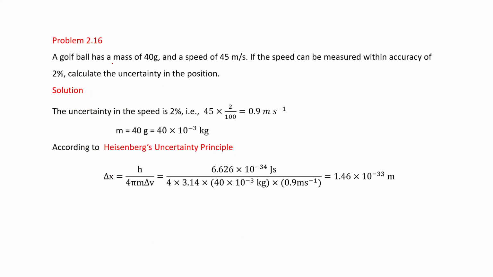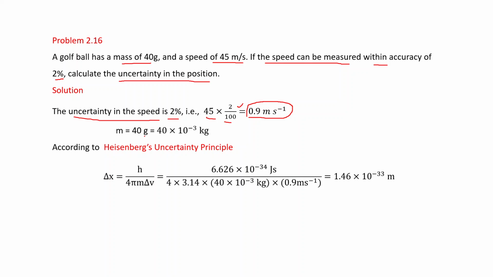A golf ball has a mass of 40 gram and a speed of 45 meter per second. If the speed can be measured within an accuracy of 2%, calculate the uncertainty in position. So first, the accuracy of speed is 2%. It means the uncertainty in the speed is 2%, and the speed is 45 meter per second. That's why 45 into 2 by 100 is equal to 0.9 meter per second. This is the uncertainty in speed.